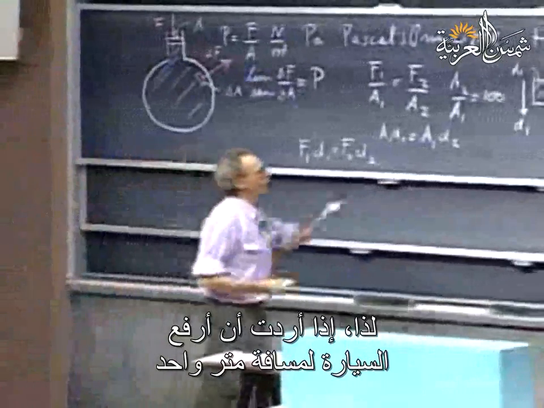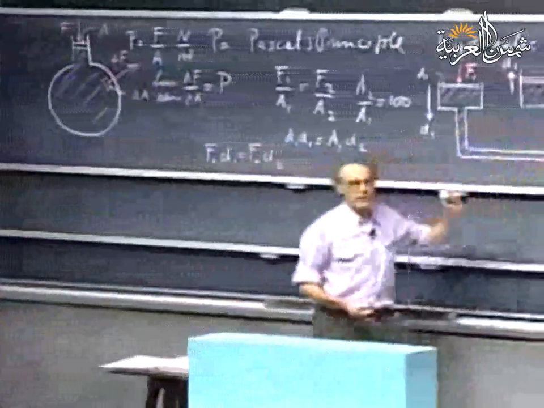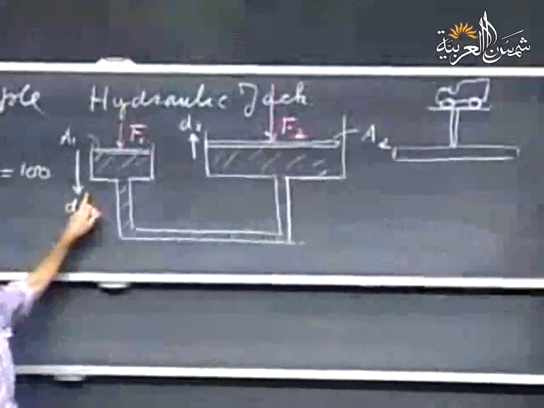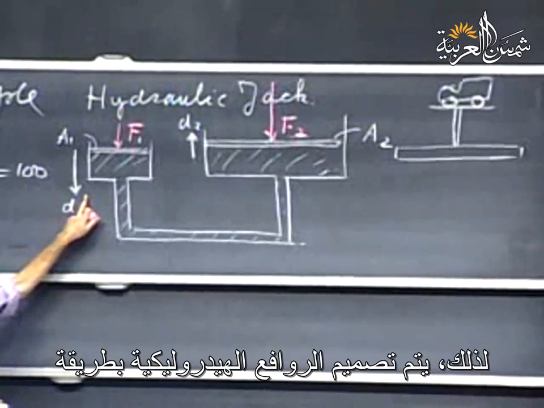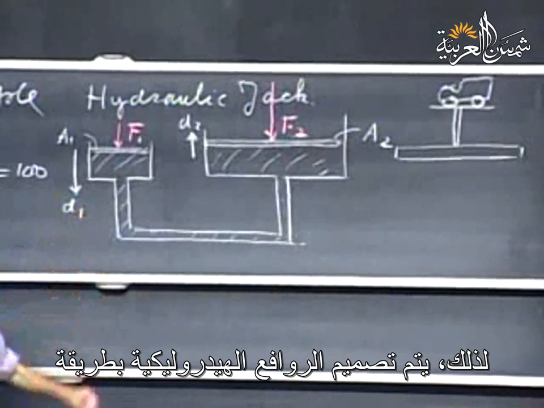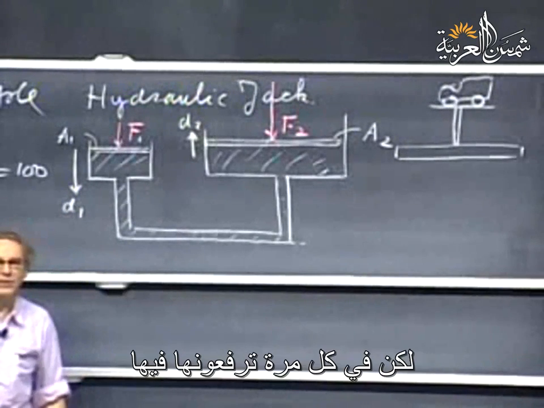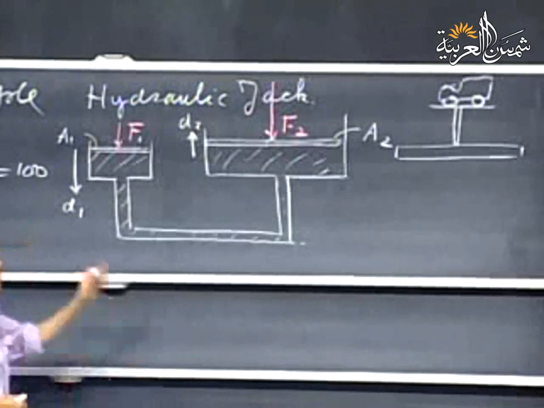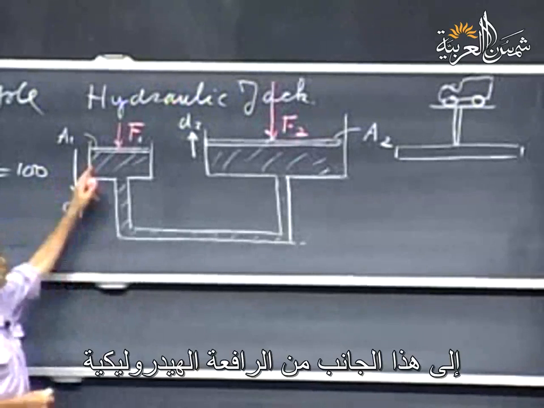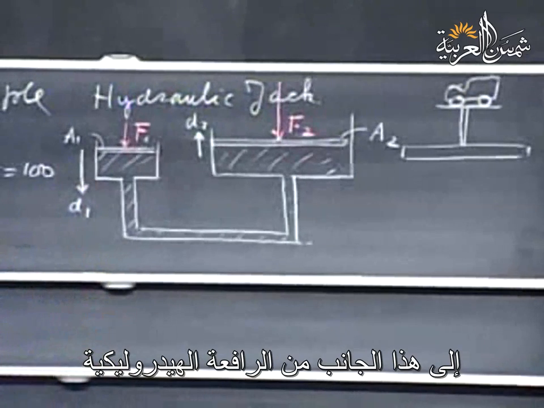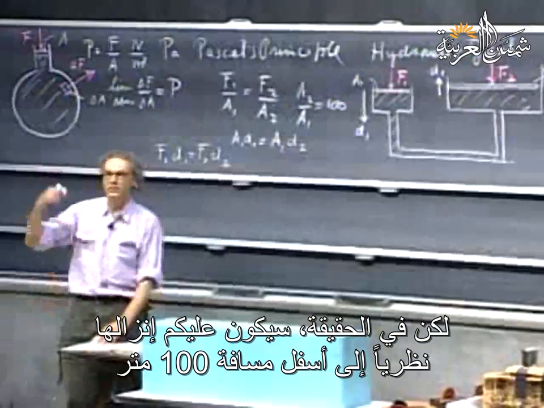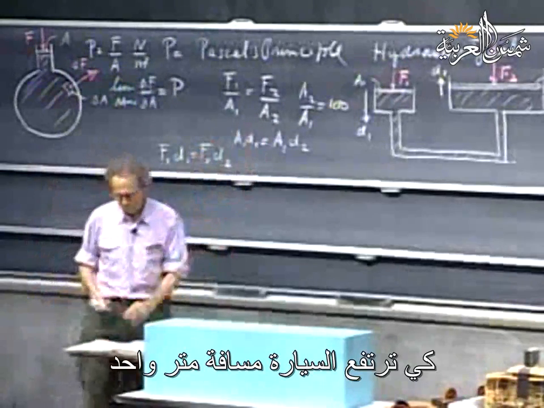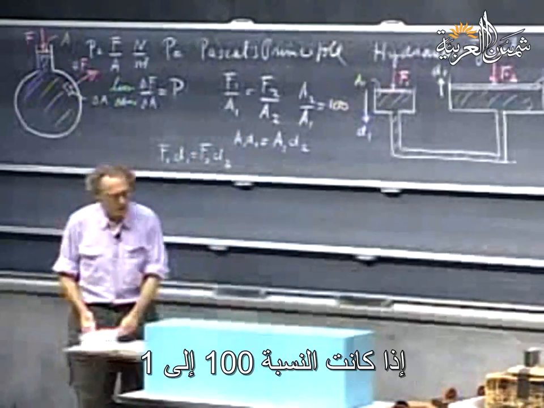So if I wanted to move the car up by 1 meter, and if the ratio is 100 to 1, I would have to move this down by 100 meters. That's a little bit impractical, so these hydraulic presses are designed in such a way that you can just jack it like that, and every time that you bring it up, that liquid flows back in again into this side of the hydraulic jack. But indeed, you will have to go effectively 100 meters then for that car to go up by 1 meter if the ratio is 100 to 1.